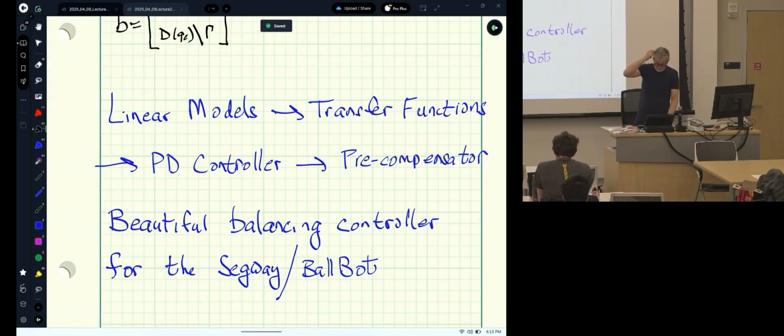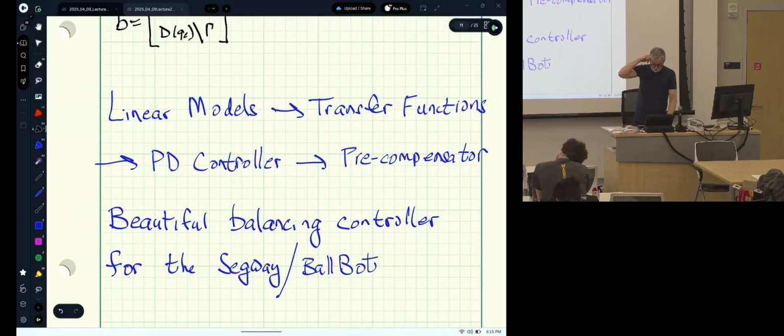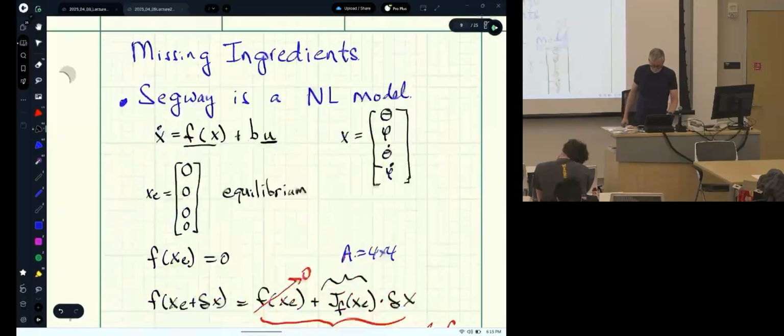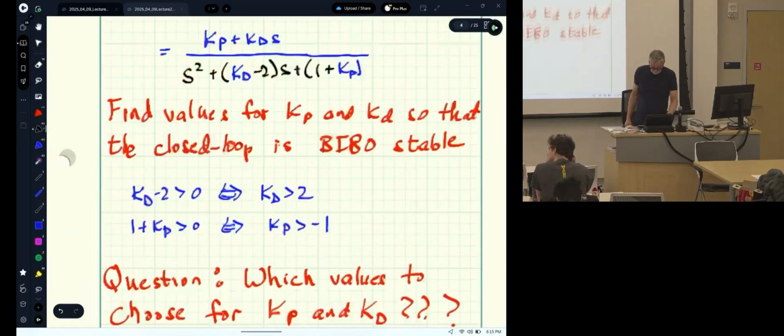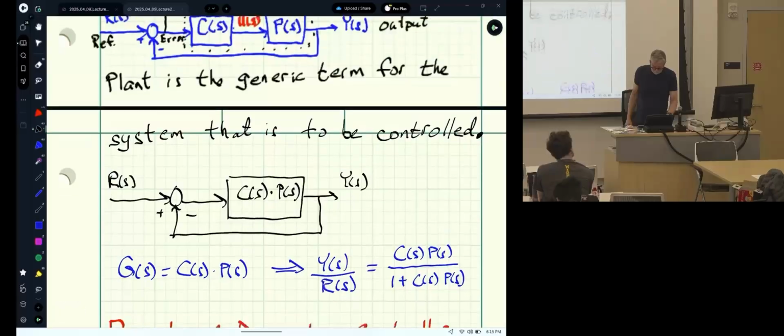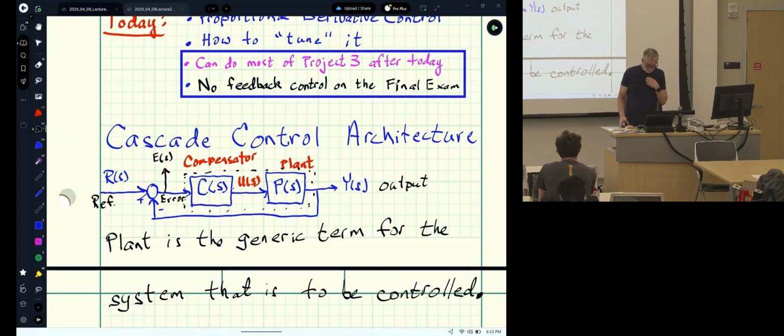And at the very end of the project, you take the controller that you've computed, with the precompensator added to it, and you replace this linear model with the actual nonlinear differential equations of the robot, okay? So you have to take your linear controller and make the real nonlinear system balance and control its speed.